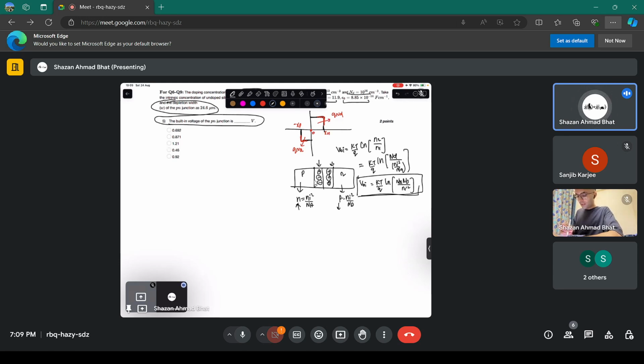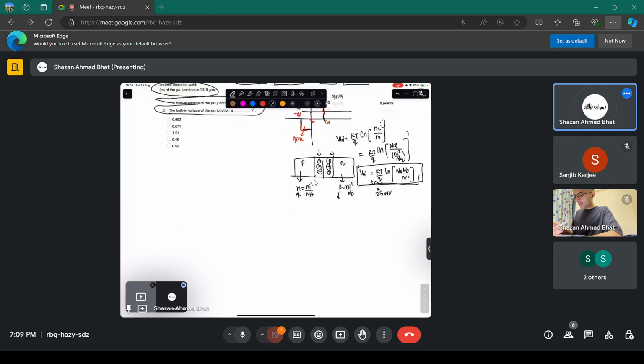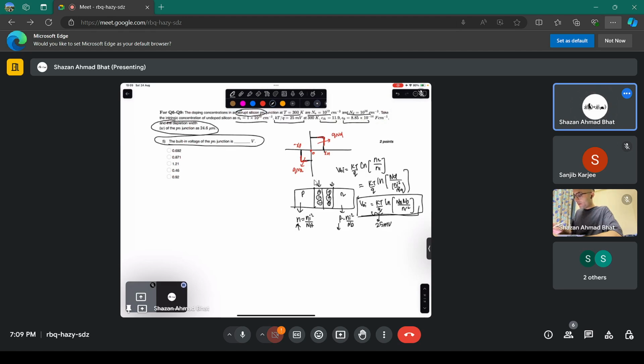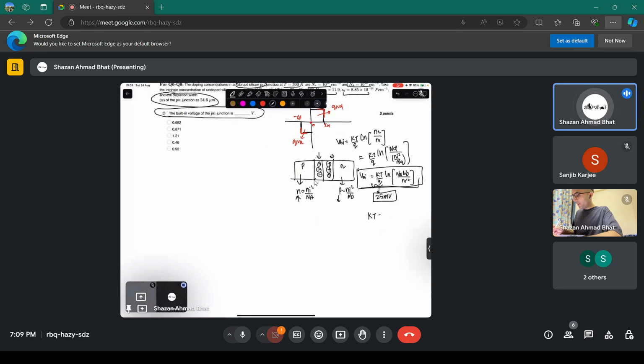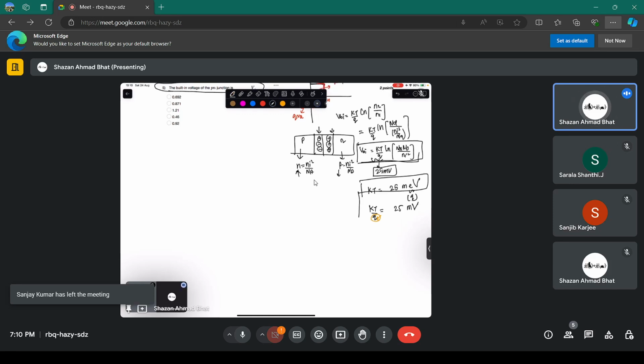Everything has been given. Let's see what it comes out to be. The kT by Q is the volt equivalent of temperature, which is 25 millivolts, as given. Note, don't get confused. Sometimes only kT is given, in 25 milli electron volt. This electron comes because of the Q charge. But if you have kT by Q, then it is 25 millivolt only, because that e has been absorbed into this Q. Q is basically the electron charge. Just take care of this.